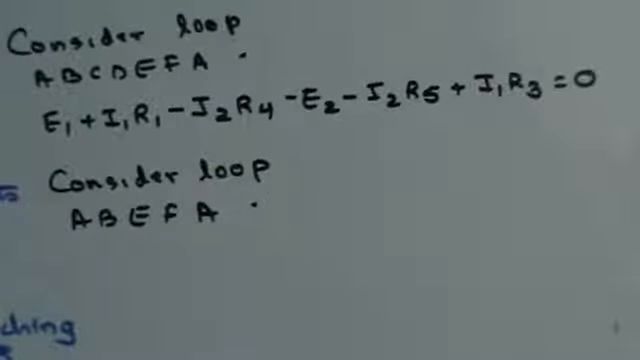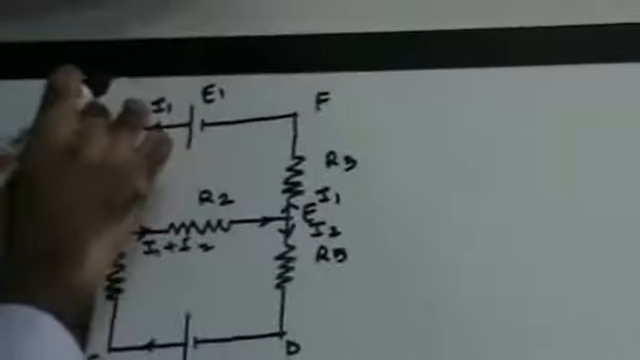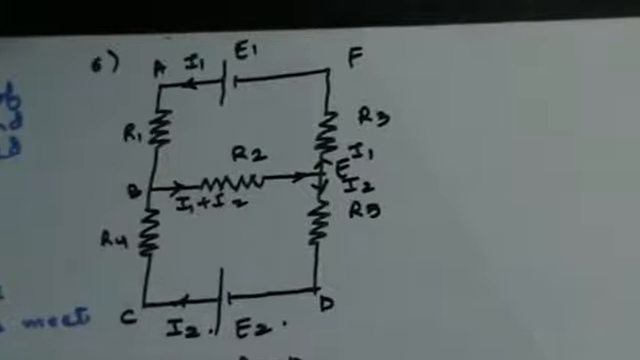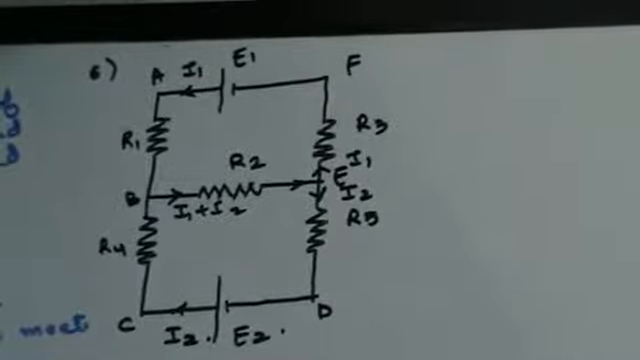I'm going to be tracing the loop A, B, E, F, A. Now if I'm tracing this loop, let's start from A. Is the current entering the node or leaving the node at A? The current is entering the node at A. Therefore, this will be positive I1R1. Do we get this thing clear?